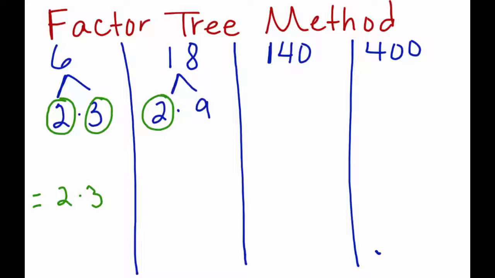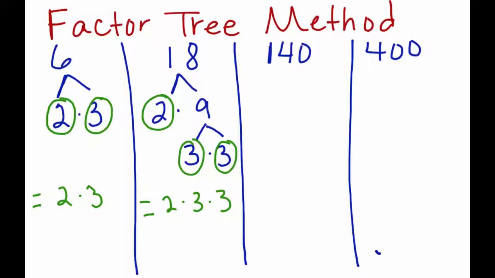Now 9. 9 is an odd number. Some people think it's prime, but no. If you think about it, 3 times 3. So it does have another factor besides itself and 1. So we'll continue the factorization. But 3 times 3. 3 is prime, so we circle it, and now we're done. And the factorization for 18 would be 2 times 3 times 3. And notice I put them in numerical order from least to greatest. That is the standard way of doing it.